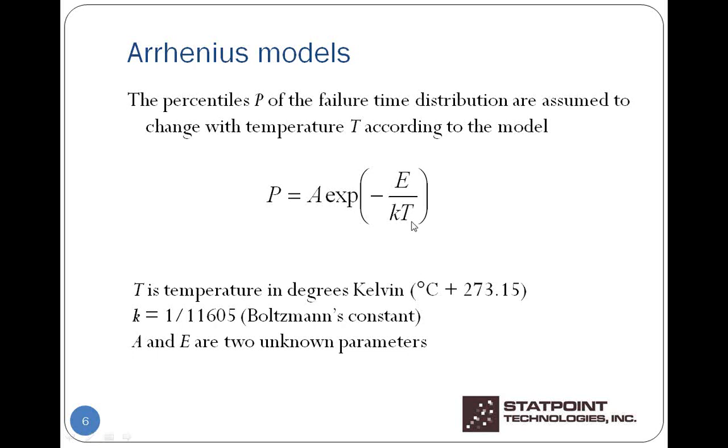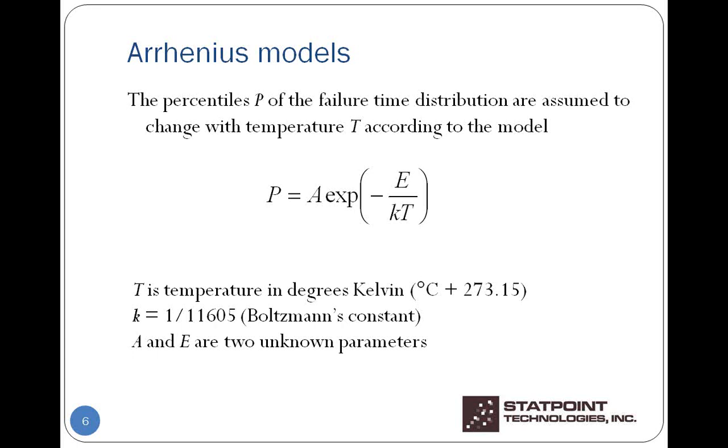Now, if you don't remember, which I certainly don't usually, Kelvin is degrees centigrade plus 273.15. In the Kelvin scale, absolute 0 is 0. So if you need to go from centigrade to Kelvin, you just add 273.15. In this equation, K is something called Boltzmann's constant, which is 1 over 11,605. A and E are two unknown parameters that have to be estimated from the data.